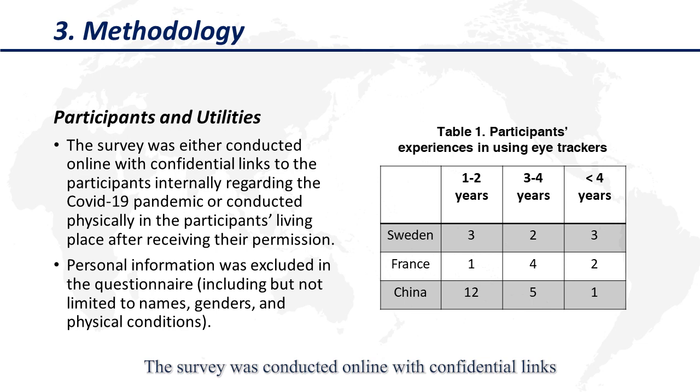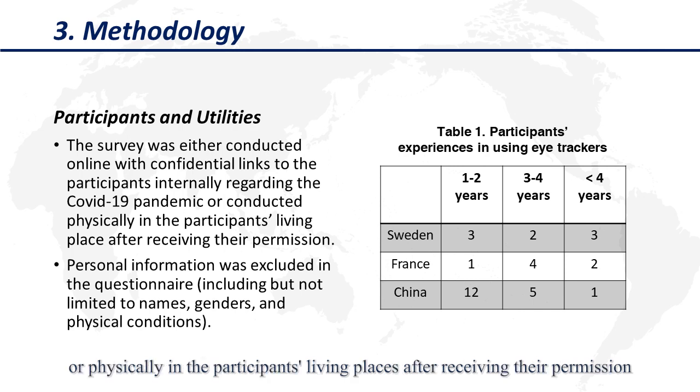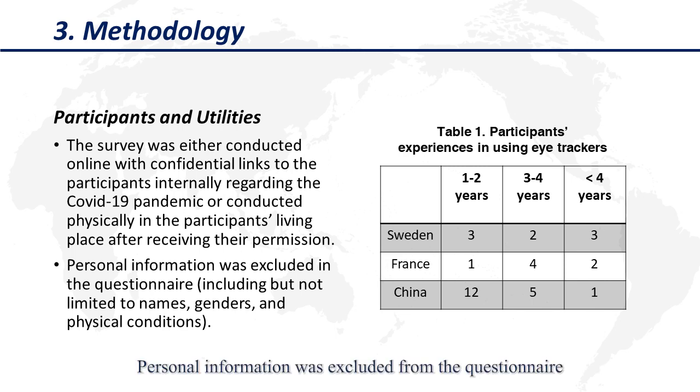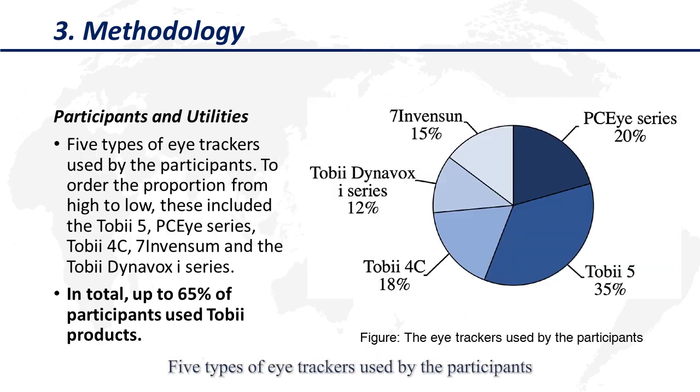The survey was conducted online with confidential links sent to the participants internally regarding the COVID-19 pandemic, or physically in the participants' living places after receiving their permission. Personal information was excluded from the questionnaire. We only collected the participants' experiences using eye trackers in the demographics. There were 5 types of eye trackers used by the participants. In total, up to 65% of participants used Tobii eye products.